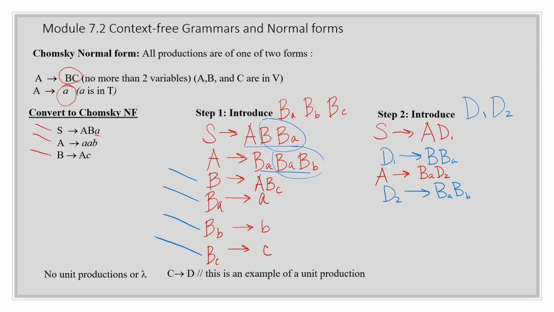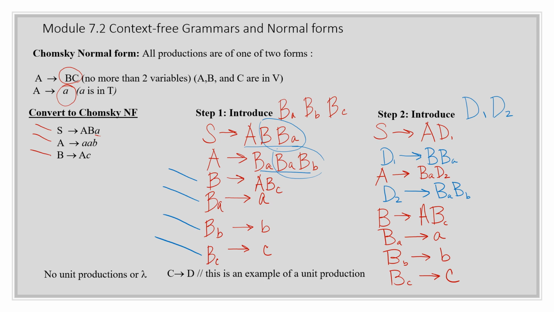So I know it's hard to see because of my handwriting, but in the next slide I have it all nice and neat for you to look at. These productions are still in Chomsky normal form. This is B sub C, then B sub A, terminal symbol A, B sub B, terminal symbol B, and B sub C, terminal symbol C.